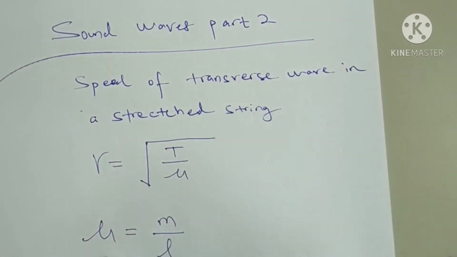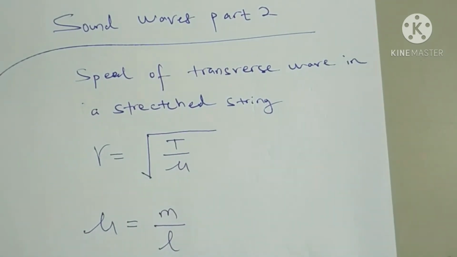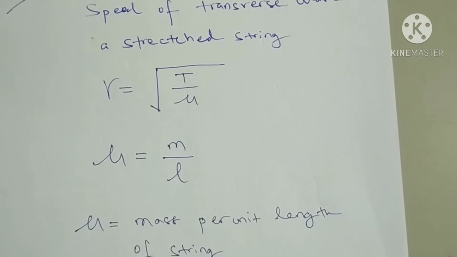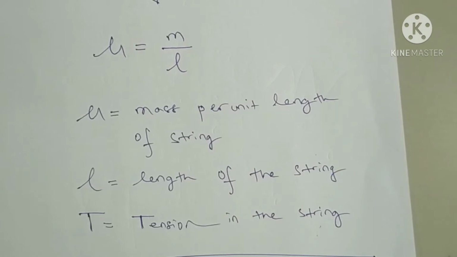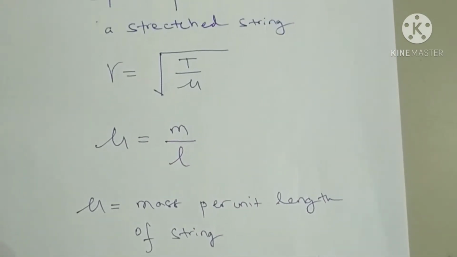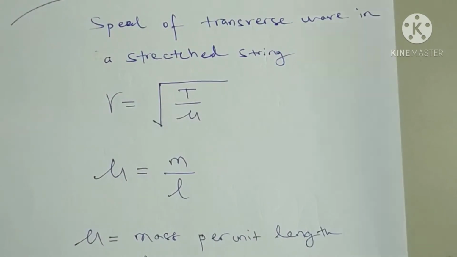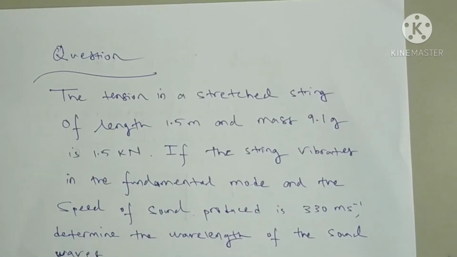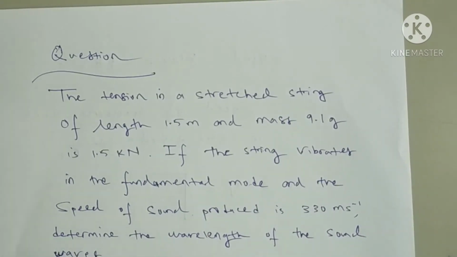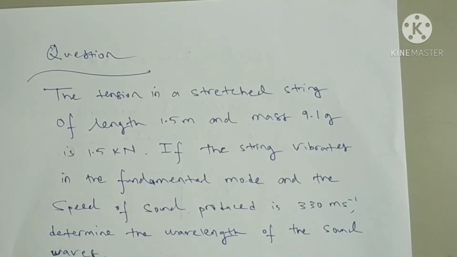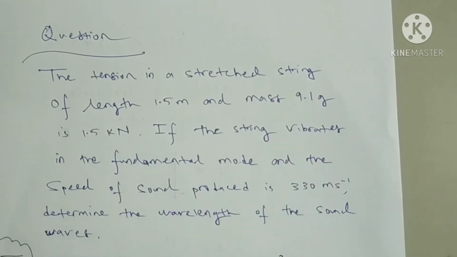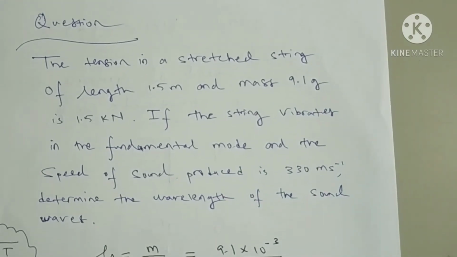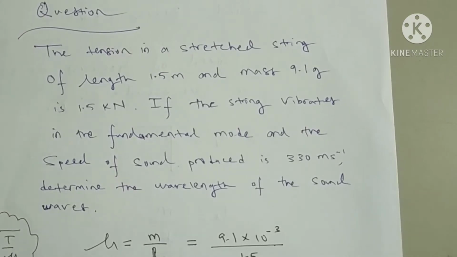Mu is equal to the mass per unit length of the string, L is the length of the string, and T is the tension in the string. So let us attempt one question related to this formula. The tension in a stretched string of length 1.5 meter and mass 9.1 gram is 1.5 kilonewton. If the string vibrates in the fundamental mode and the speed of sound produced is 330 meter per second, determine the wavelength of the sound waves.